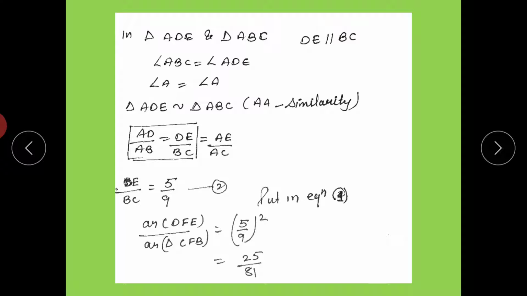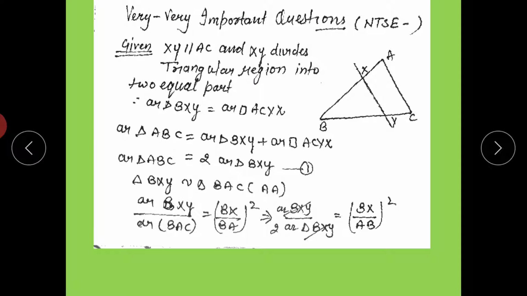Very important question. Next, this question was in the NTSE exam last year, I think, in the 10th class NCERT, and in the CBSE board exam also. So what is given in the question?